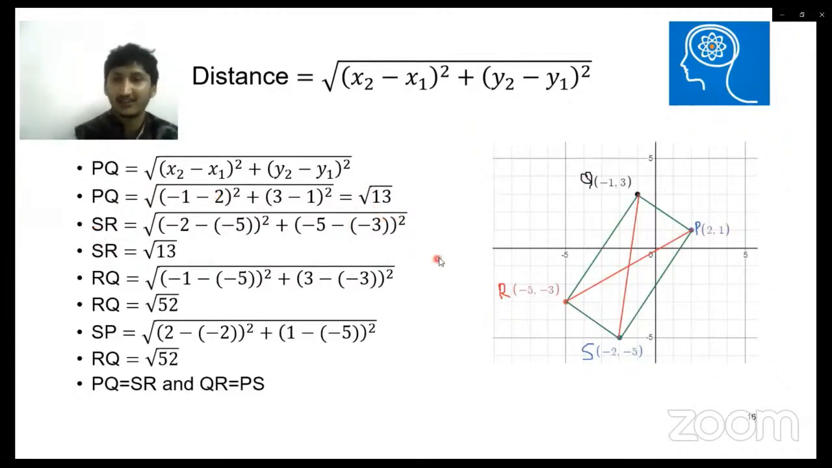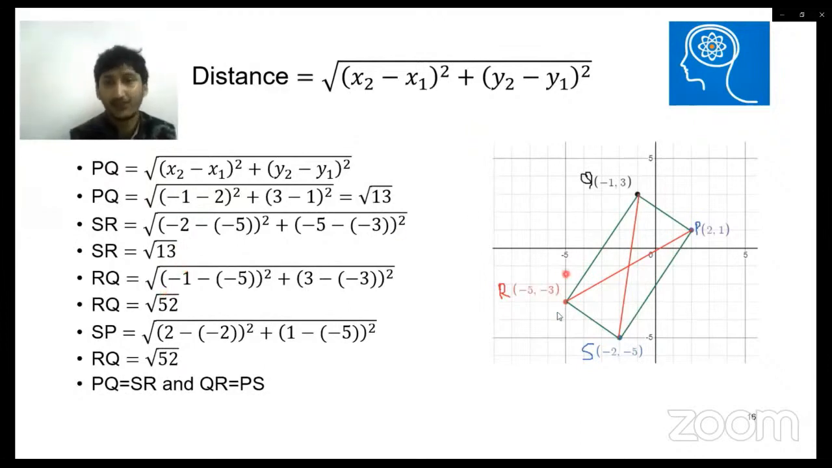And the length of SR can also be found out by the same formula. What is the length of SR? Here we know the coordinates of both S and R. The coordinates of S are (-2, -5). The coordinates of R are (-5, -3). Using the distance formula, the length of SR is equal to under root -2 minus in bracket -5 whole square plus -5 minus in bracket -3 whole square. That is also equal to root 13. So we got the first point, PQ is equal to SR. We have proved that the side SR opposite to PQ is equal.